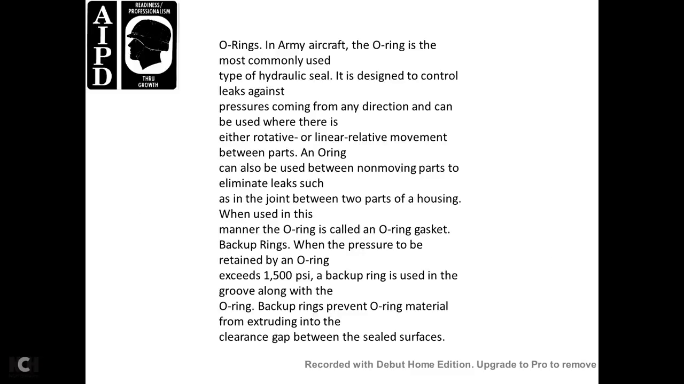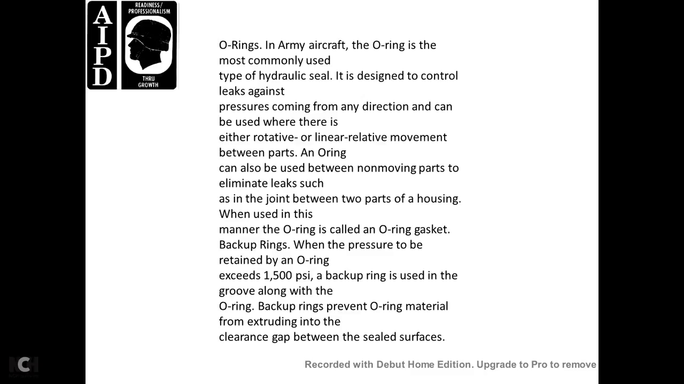O-rings. The O-ring is the most commonly used type of hydraulic seal in aircraft. It is designed to control leakage against pressure coming from any direction, and can be used whether there is rotary, linear, or relative movement between the parts. The O-ring can also be used between non-moving parts to eliminate leakage, such as a joint between two parts of a housing. When used in this manner, the O-ring is called an O-ring gasket.